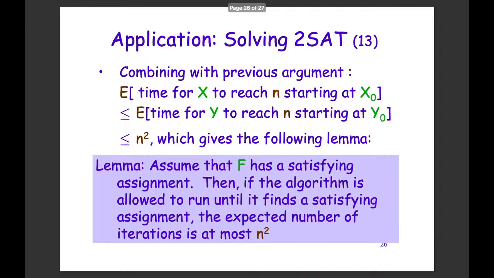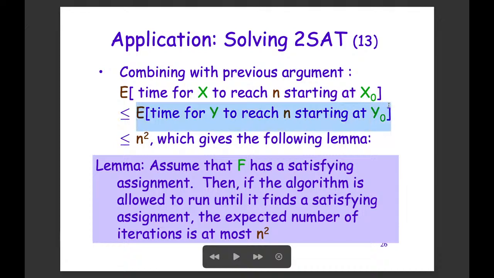So based on this, this is what we have. The expected time for our Markov chain to reach state n is less than or equal to n squared. And then we have also compared the expected time for the original algorithm to reach state n and for the Markov chain to reach state n. So the original algorithm takes fewer steps. So we have this property.